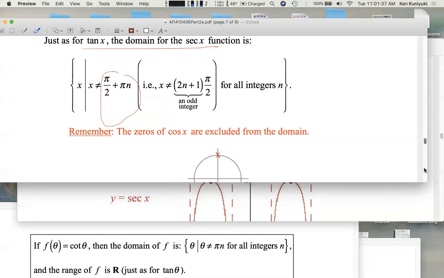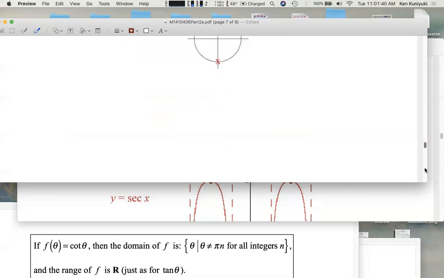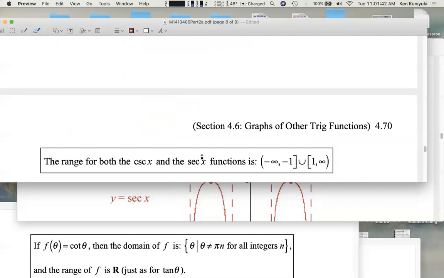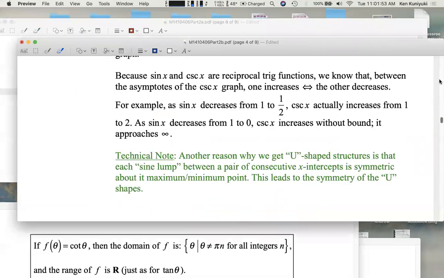Now, what about the range? It turns out that the range for secant of x and cosecant of x are the same. These two pair up. The ranges for the two functions are this over here. It's a high-low game. And why is that? Let's take a look at cosecant of x up here.